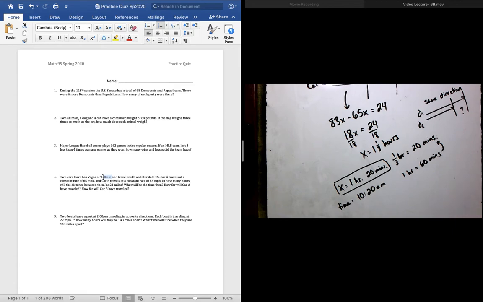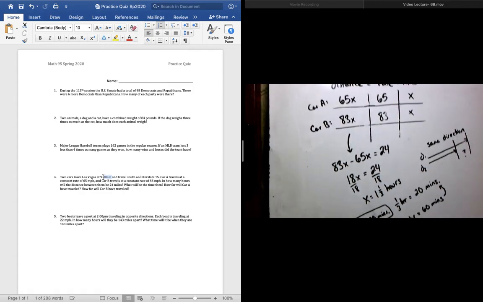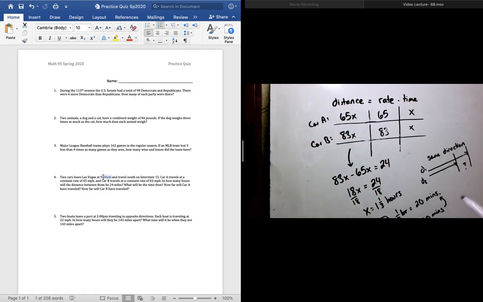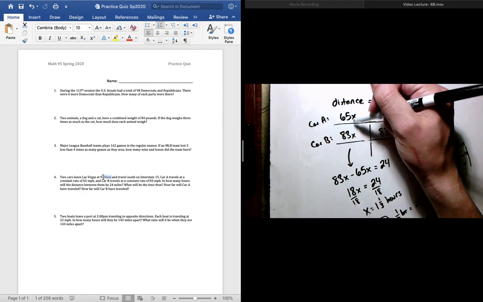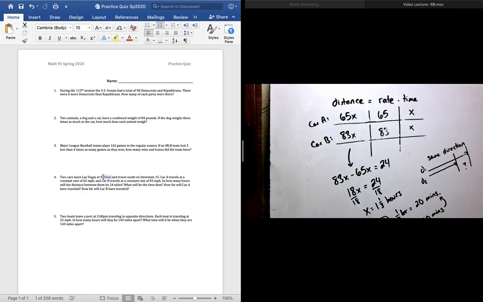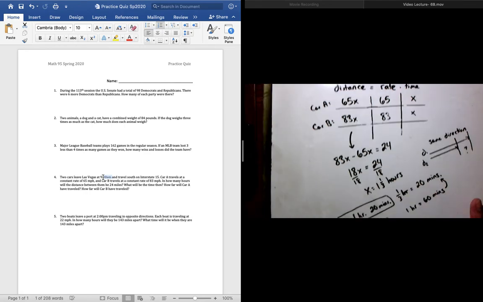The last thing we can do is answer these other two questions. How far will car A have traveled? How far will car B have traveled? That's going back up to our chart up here and plugging x in place of the distance for each one of these values. So we can plug in x into car A's distance and find out how far car A went. We could plug 1 1/3 into x for car B to find out its distance as well.